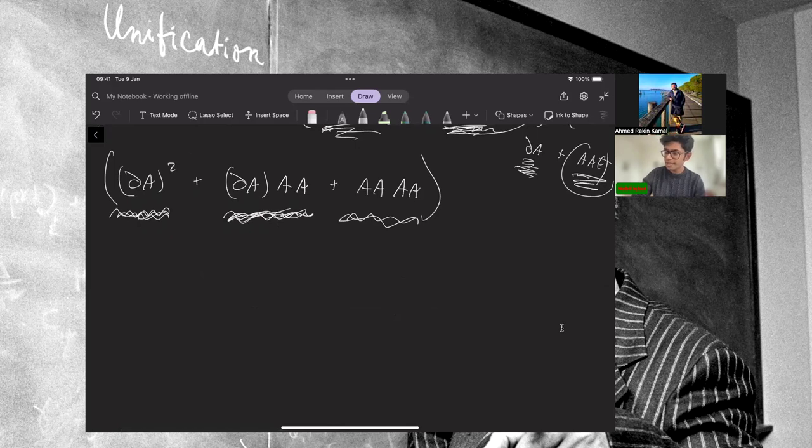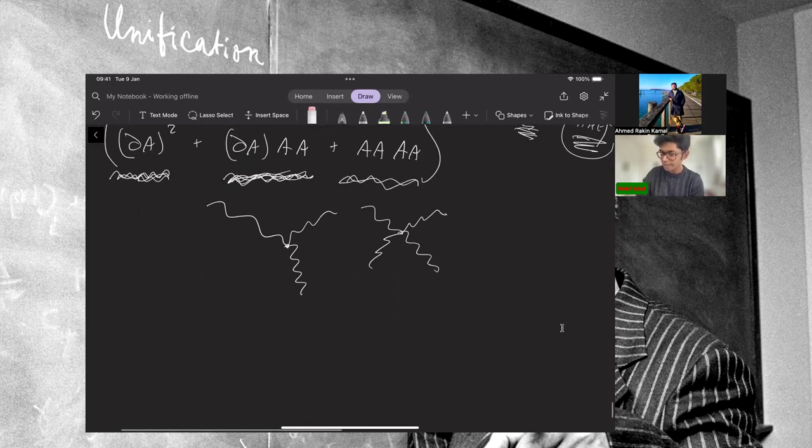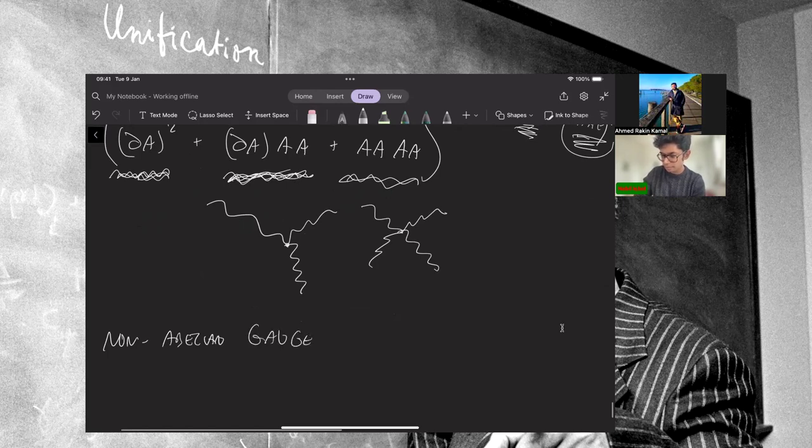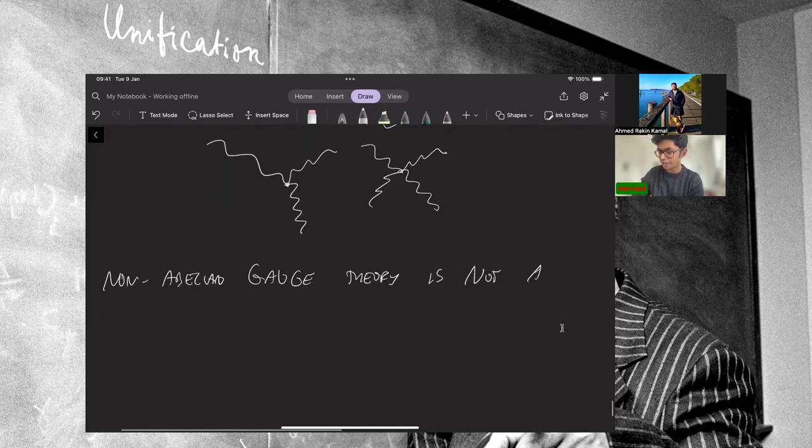And so, for example, what this means is that there is an amplitude for one non-abelian gauge field to become two non-abelian gauge fields. This means there's an amplitude for a non-abelian gauge field to scatter into three non-abelian gauge fields, and so on and so forth. And so what this means is that the non-abelian gauge theory is not a free theory. The non-abelian gauge particles interact.